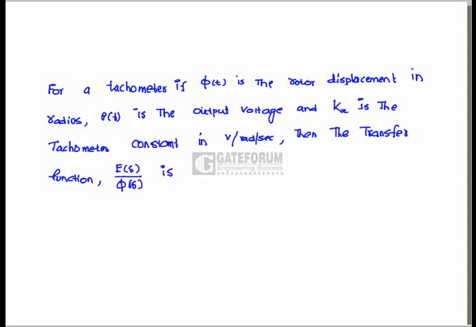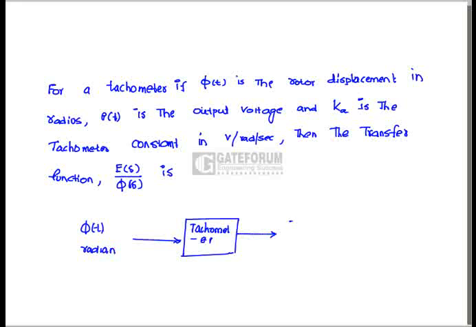Here we have to find out the transfer function of the tachometer, whose input is theta of t, whose output is e of t. Suppose the tachometer input is given in radians, whereas output e of t is given in volts.